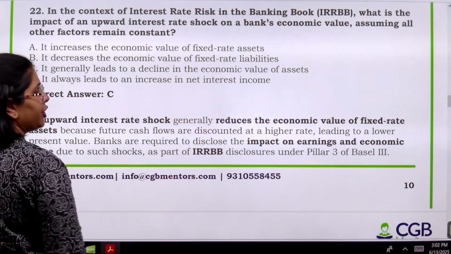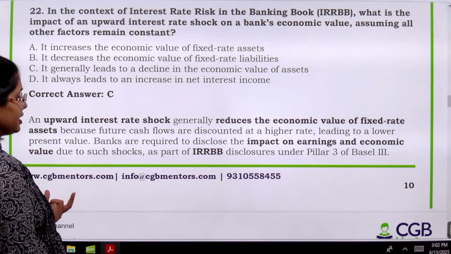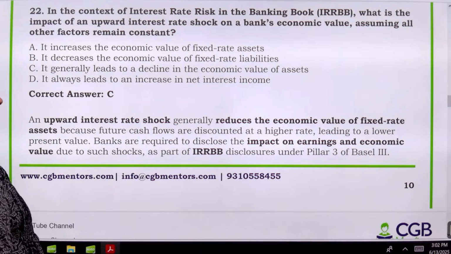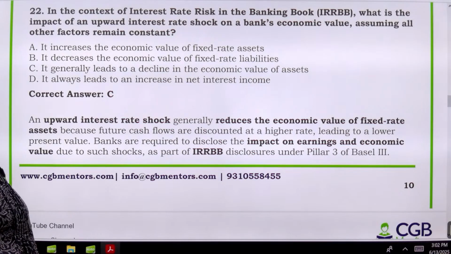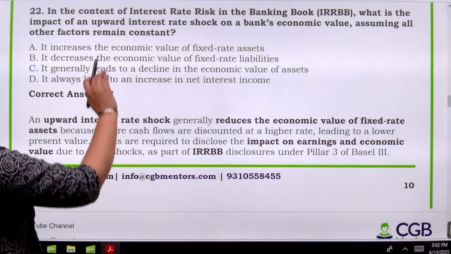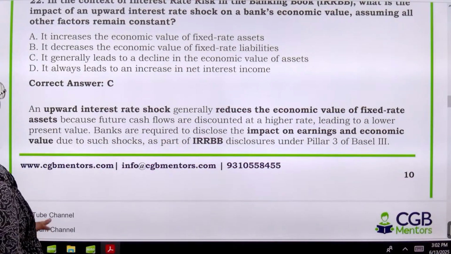An upward rate shock generally reduces the economic value of my fixed rate assets because the future cash flows are discounted at a higher rate, right? But banks are also required to disclose the impact on earnings and economic value due to such a shock as part of the interest rate risk in the banking book related disclosures, right?